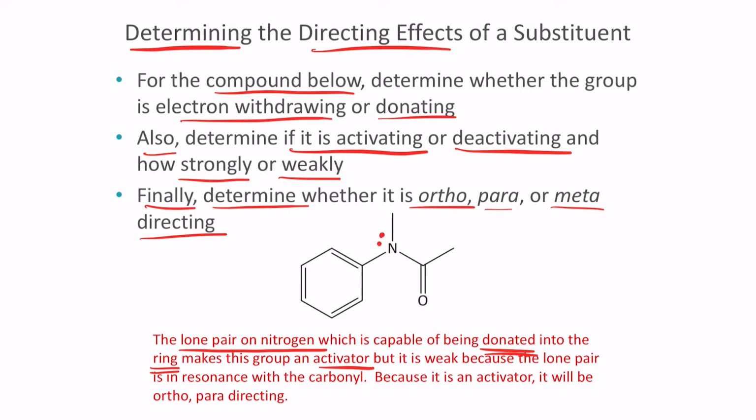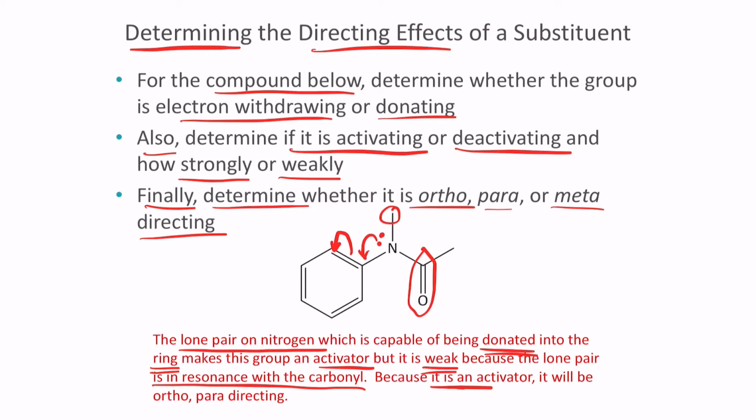Because the 2 lone pairs are present, it can try and donate the lone pair onto the structure. But because the oxygen is present right next to it, it can become a weak one. So because the activator is generally weak, notice that it is tri-substituted, substituted on all sides. So it is still an activator, but it's a weak activator because the lone pair is also in resonance with the carbonyl group.